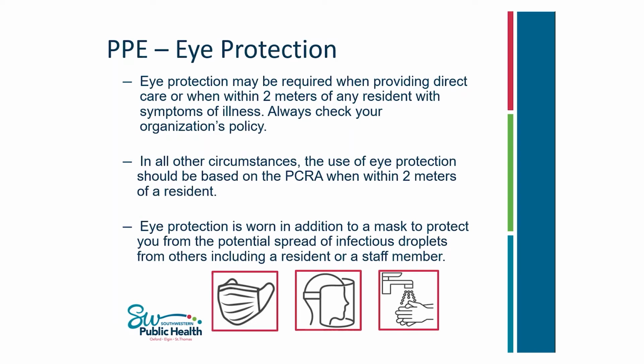And in all other circumstances, the use of eye protection should be based on the personal care risk assessment when you're within 2 meters of a resident. Eye protection is worn in addition to a mask to protect you from the potential spread of infectious droplets. And we talked about the eyes being a portal of entry. One thing that has changed with the guidance: initially, you just needed to protect your eyes. And we saw a lot of different products being used, safety glasses, mask shields.